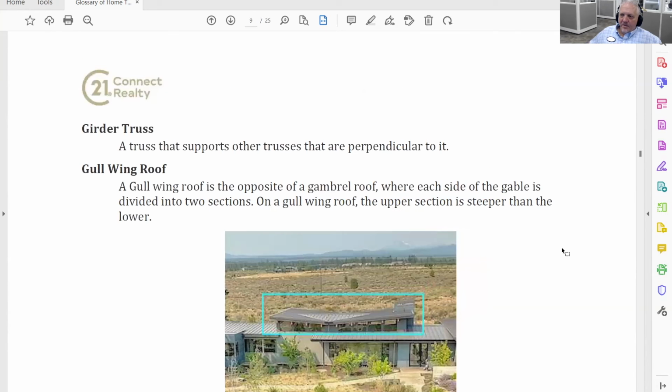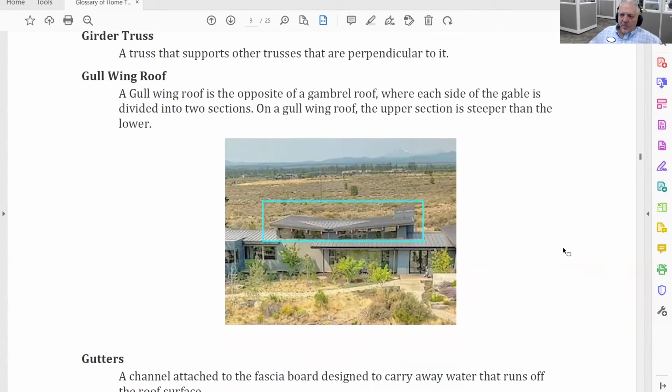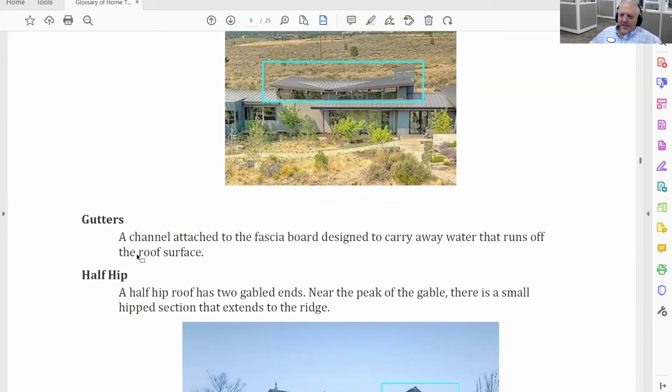Okay. Anybody heard of that one before? We don't live in Arizona, so I don't think I've ever seen a gull wing roof anywhere in the state of Georgia. It's very rare. I'm not going to cover that too deeply.